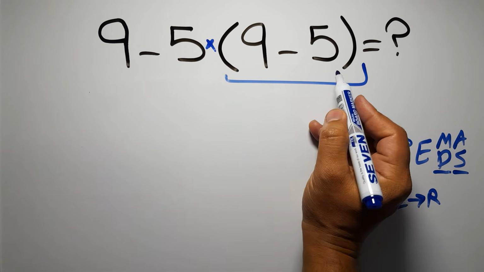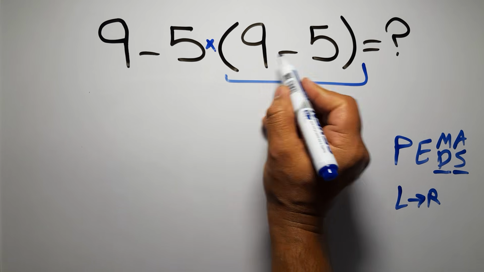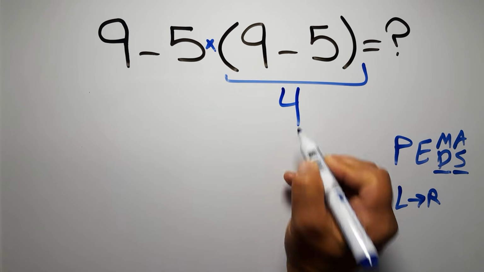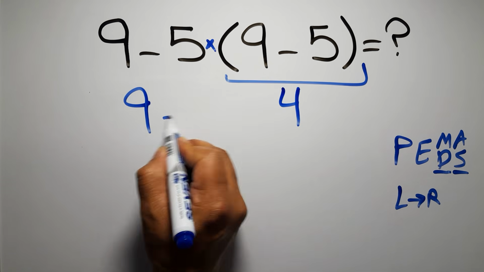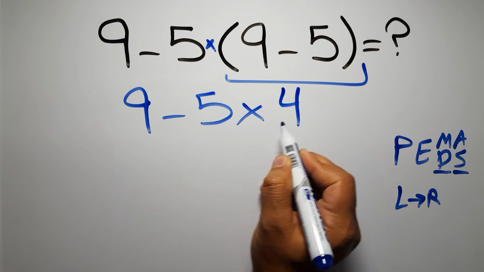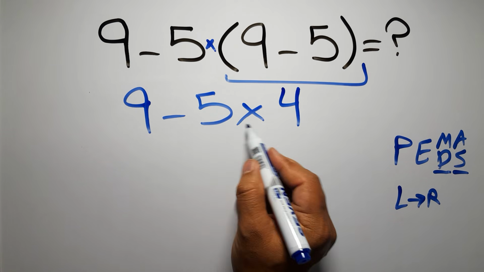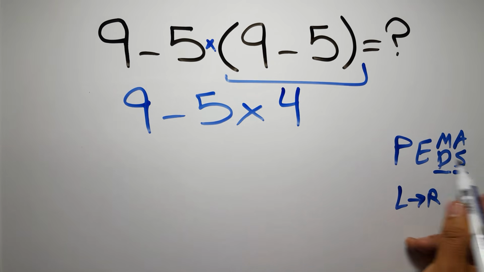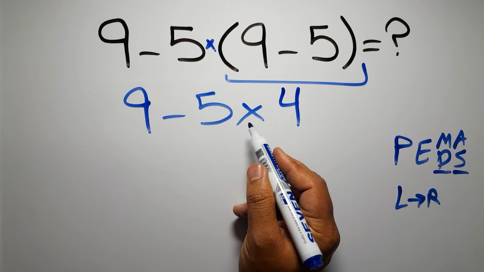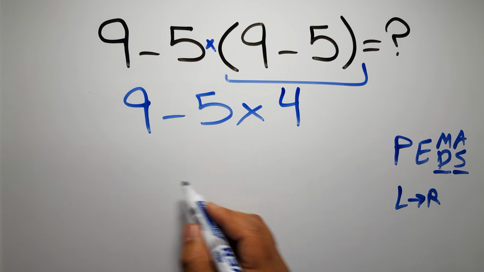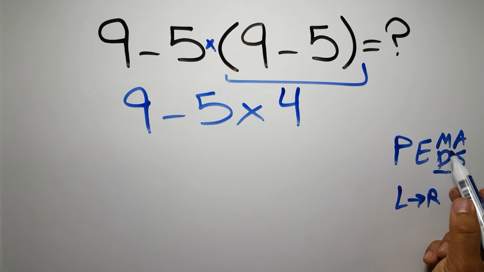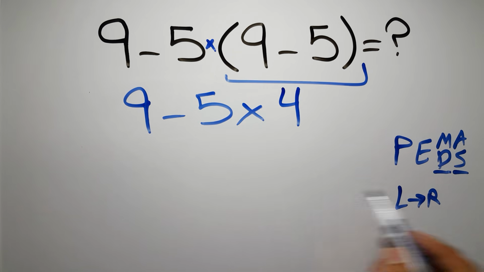So first this parenthesis. Inside this parenthesis, we have 9 minus 5, which equals 4. So 9 minus 5 times 4. In this expression, we have one subtraction and one multiplication. According to the PEMDAS, multiplication has higher priority than subtraction because in PEMDAS, multiplication comes before subtraction.